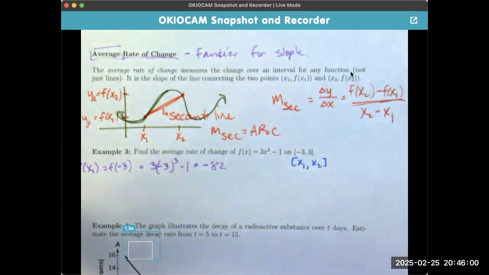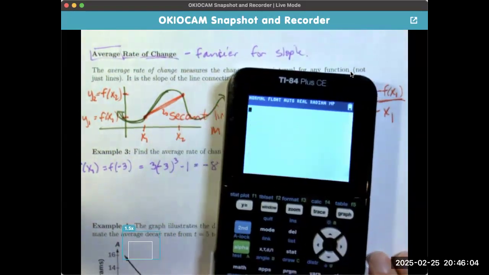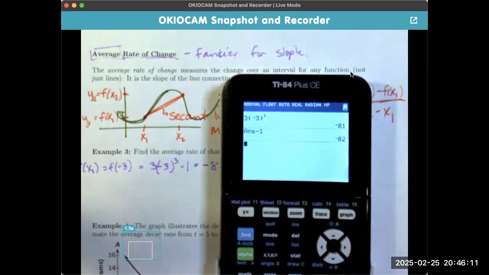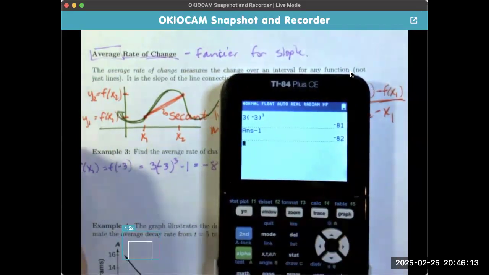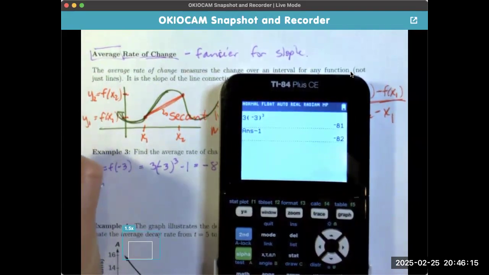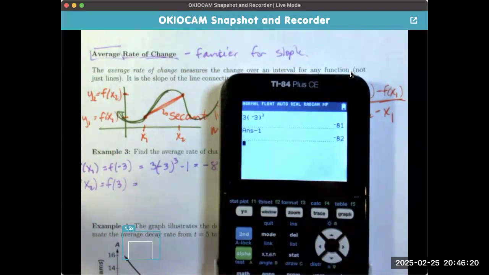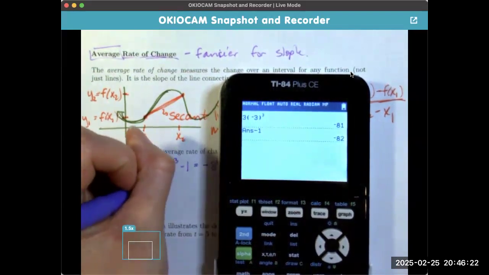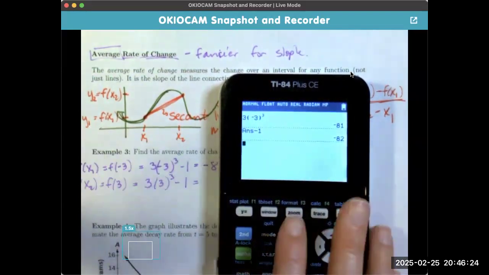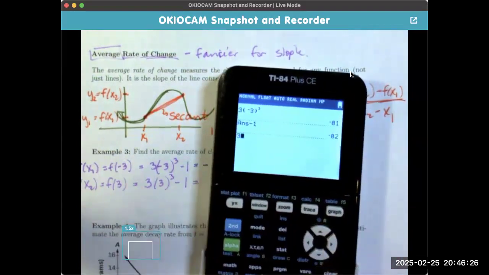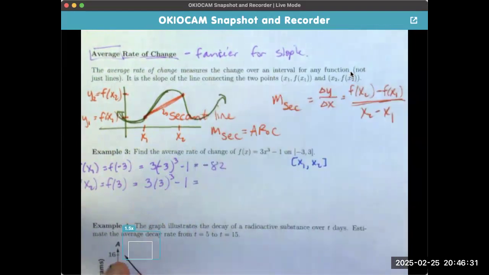Got it. So 3 times -3 cubed is -81, and then minus 1 more is -82. So then we need f of x of 2, which was just f of 3. So now this is 3 times 3 cubed minus 1. So this is really just 3 to the 4th, and then minus 1 is 80.